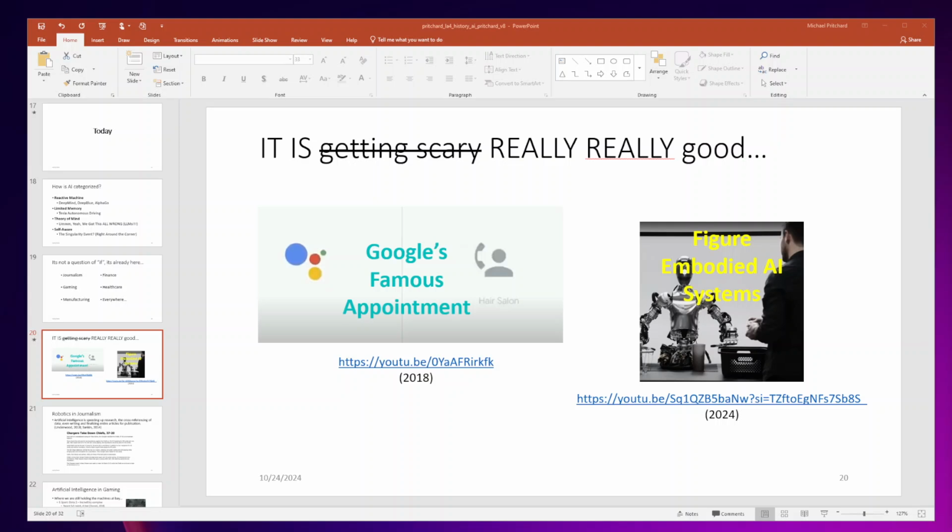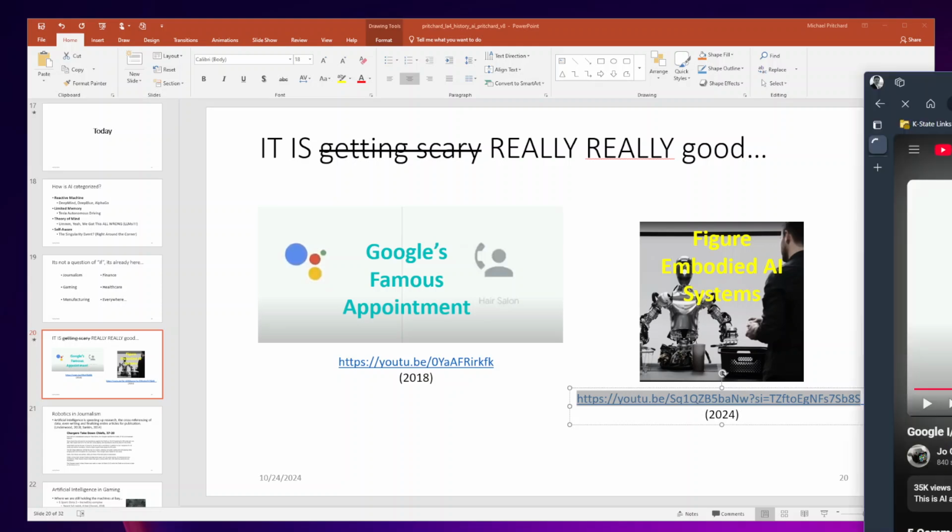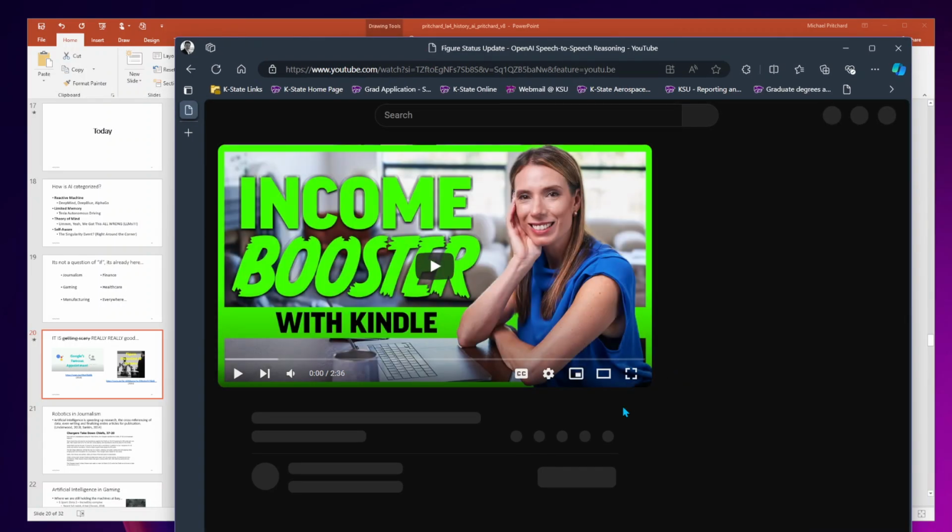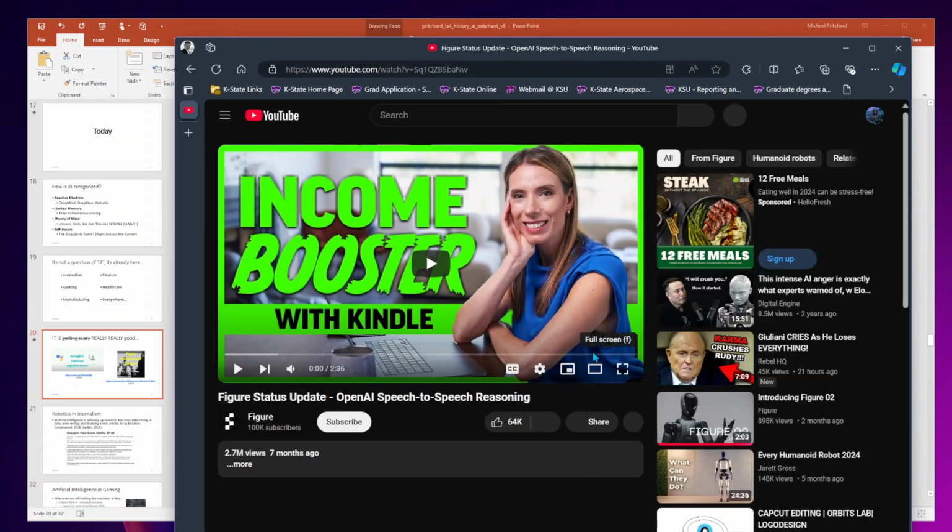But there's also another one that has been out. This is a newer one, of course, 2024, Figure 01, and you can find this one if you can get past the advertisements.